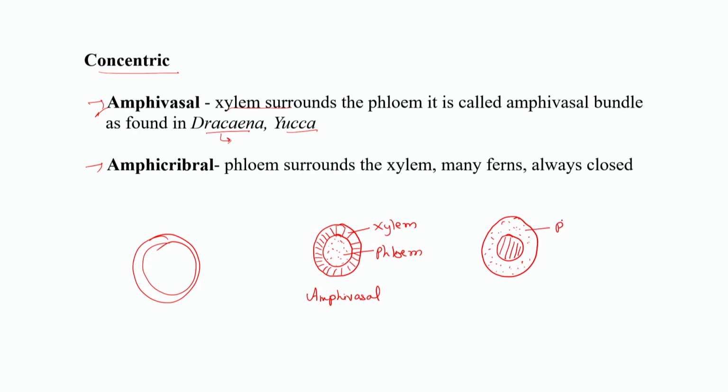So, this is phloem and this is xylem. This is also not a very common type which is found in higher plants. It is found in some ferns, okay, some pteridophytes it is found.